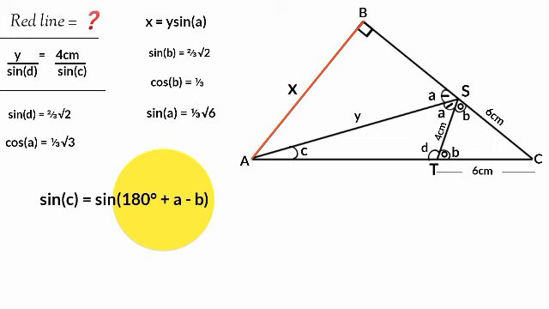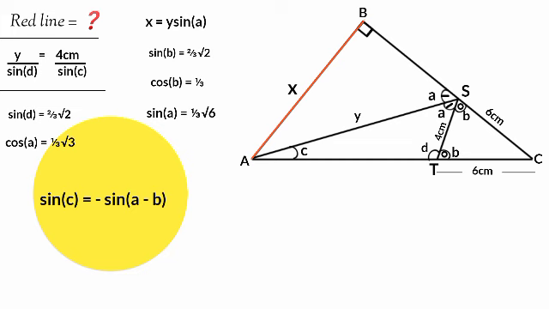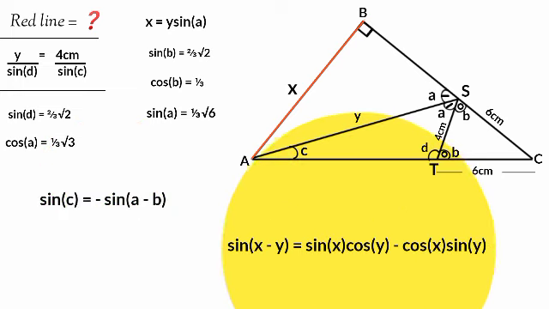But from trigonometry also, sine 180 degrees plus x is minus sine x. So this is also minus sine A minus B. So sine C equal to minus sine A minus B. From trigonometry once again, there is an identity that sine x minus y is equal to sine x cos y minus cos x sine y.